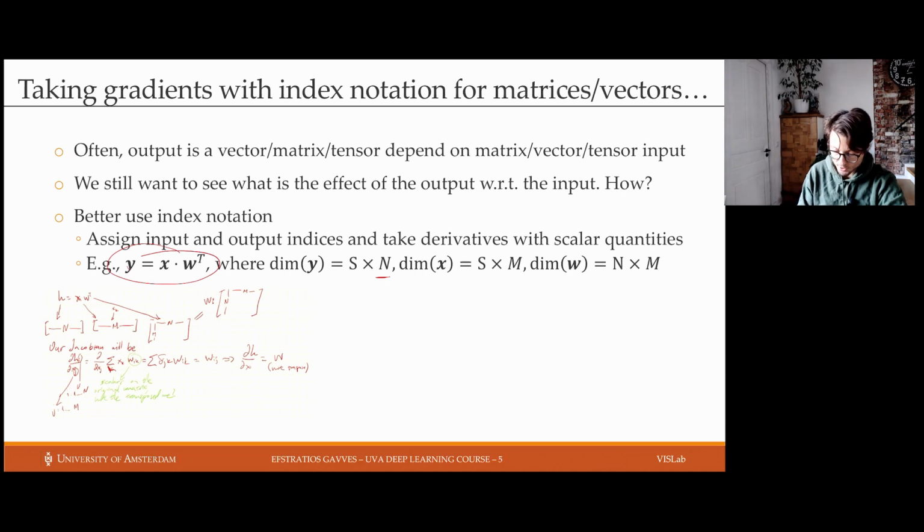So what does index notation stand for? Well, we take the partial derivative of a random output dimension, let's say yi, over a random input dimension, xj, let's say. So this represents a random pair of input and output dimension.